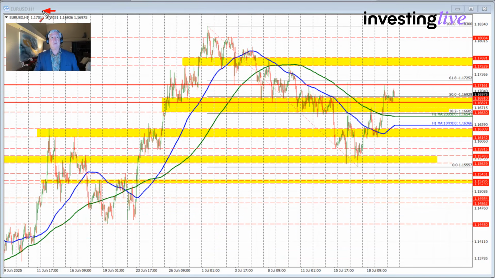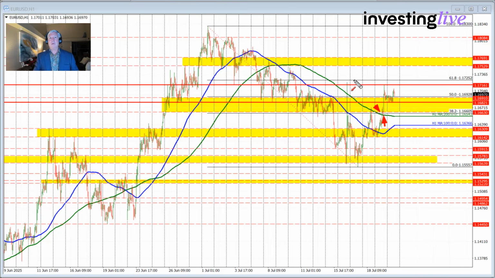Looking at the hourly chart of the euro versus US dollar, we moved sharply to the upside in trading yesterday. That moved the pair back above its 200-hour moving average, the green line in this chart. What I like about this formation is how the price moved above it, then came back, tested that moving average line, and then moved to the upside.